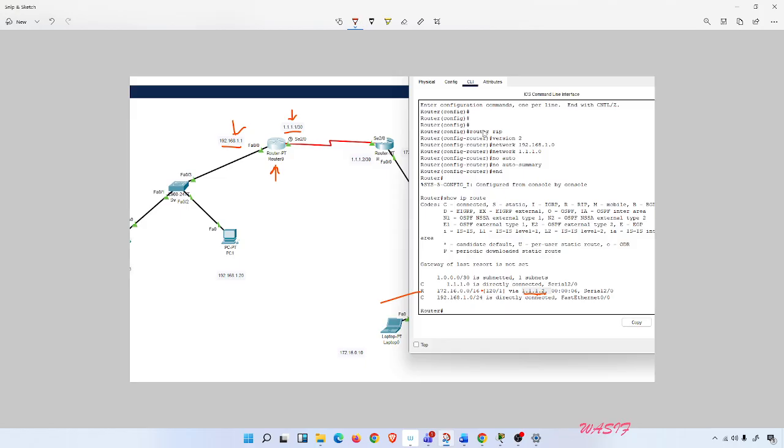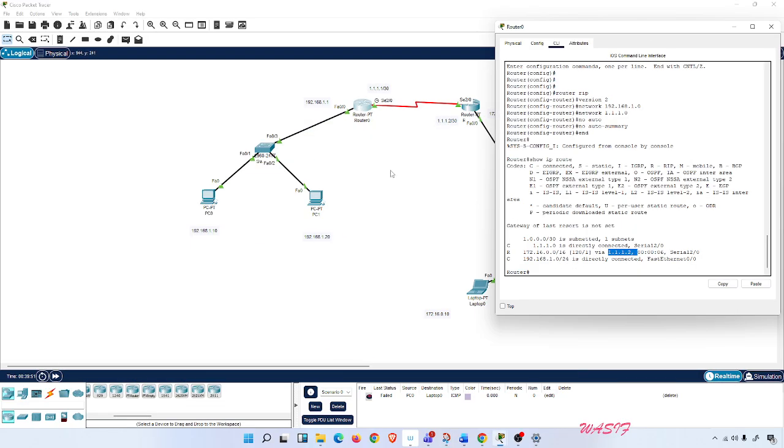However, he knows about the 1.1.1.0 network, right, which is /30. So /30 includes this IP address. So that means he knows about this IP address as well. He will be able to find this IP address through this network, sending through serial 2/0.